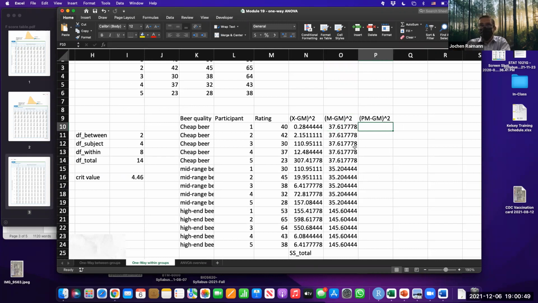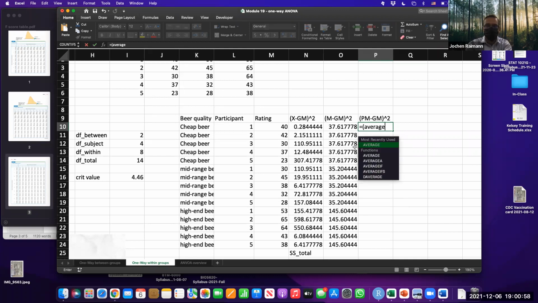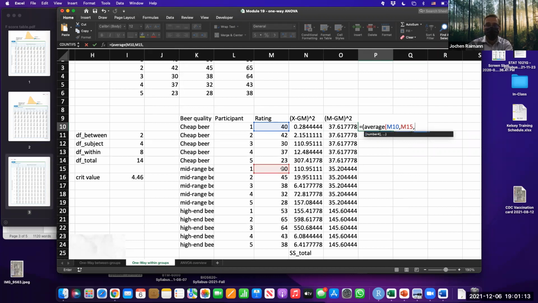Participant mean, PM, minus GM, participant mean minus grand mean. We are doing average, parentheses, average. Individual entry for participant 1, comma. Individual entry participant 2, comma. Wait, is that 30? Individual entry for participant 1 was PS3. You find the average of 300, and it's all entries from participant 1.